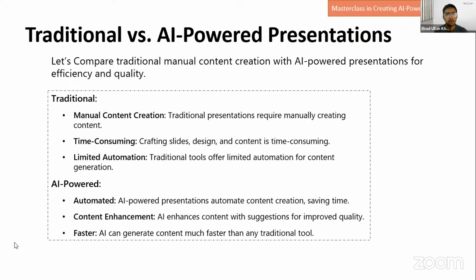So let's get quickly through this. I know you're all craving for the code. So, the traditional versus AI-powered presentations. Traditional, there was manual content creation. They were time-consuming. It's already been covered, but it's just a comparison between AI-powered, between ChatGPT and old tools.